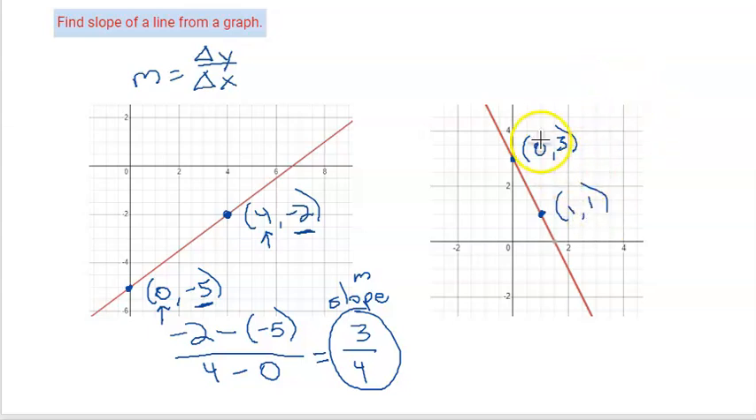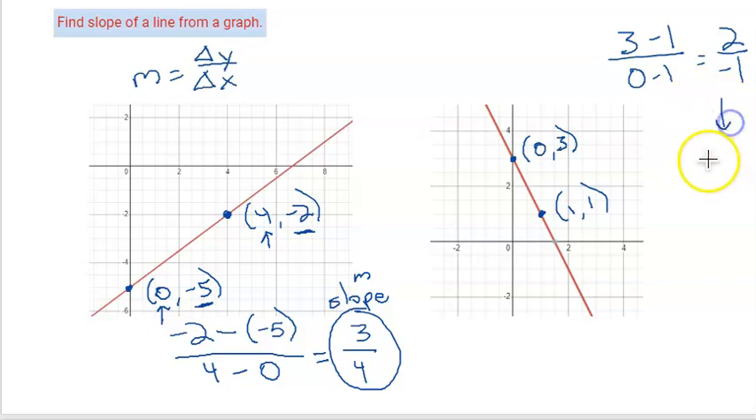All right, subtract your y's, so 3 minus 1, over, subtract your x's, starting with the same ordered pair you did for the top there, so 0 minus 1. Now you might be tempted to do 1 minus 0, but whatever ordered pair you start with on the top, you have to start with the same ordered pair on the bottom. 2 over -1 simplifies to simply -2, and that is your slope.